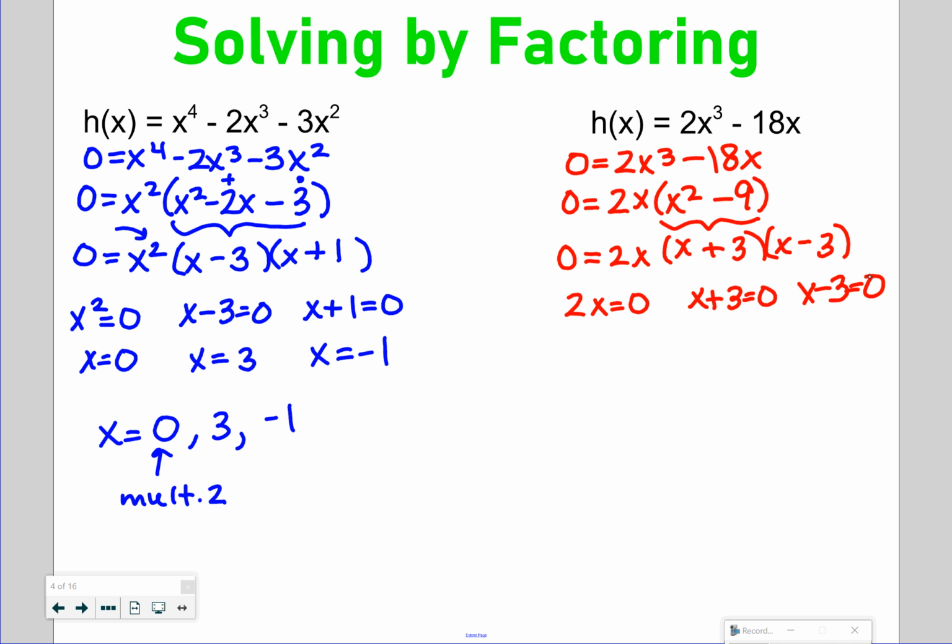And now we can solve for each of our variables. In the first pair, I can just divide by 2 on each side and get x equals 0. In the next set, I can move the 3 over, and it becomes x equals -3. And in the last one, I can move the 3 over, and it becomes x equals +3. So my solutions are 0, -3, and +3. And each of these factors that these numbers came from occurred once. So I don't have anything with a multiplicity higher than 1 as a solution here.